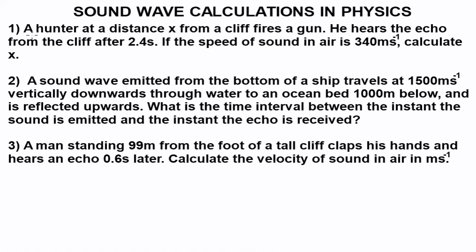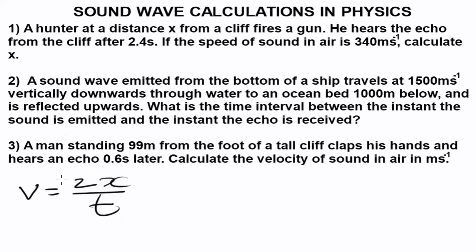Question 1 says, a hunter at a distance x from a cliff fires a gun. He hears the echo from the cliff after 2.4 seconds. If the speed of sound in air is 340 meters per second, calculate x. Alright, now let's take note of this formula for calculating sound in air. Sound wave in air: use the formula velocity, v equals 2 times distance over t, where t is our time, and x is our distance.